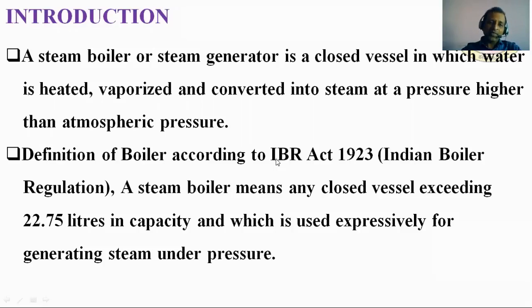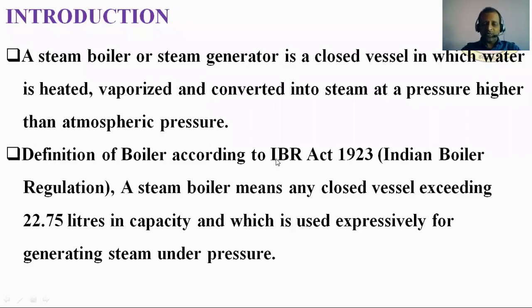Later on, when it reaches the boiling temperature, or the saturation temperature, it starts vaporizing, it starts evaporating. At that point the temperature remains constant. The temperature being constant, you are still supplying heat, so it keeps on evaporating, right? Then once the complete vaporization completes, superheated steam is formed. So it is converted into steam, that too at a pressure higher than atmospheric pressure. That is the definition of the steam boiler.